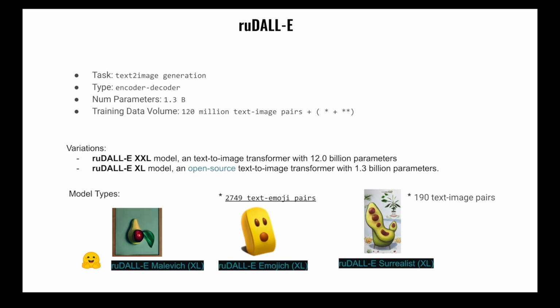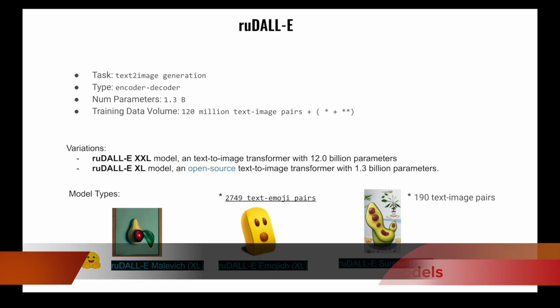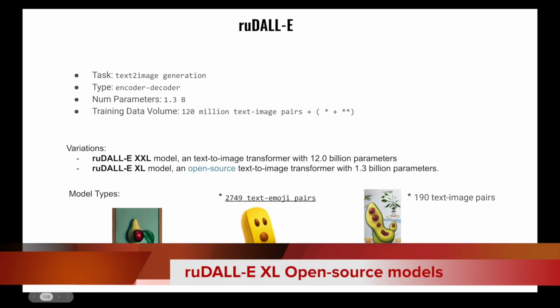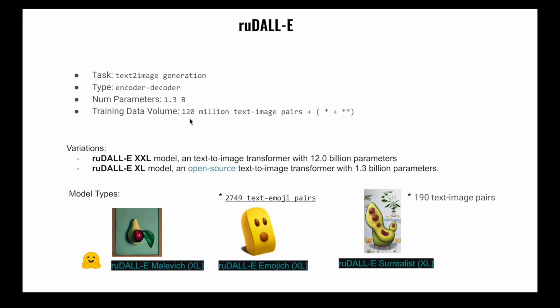The XL model has three different model types. The very first model is the Malevich, which is trained with 120 million text-image pairs. The second model from the XL family is the Emojich, which is also XL, and it is trained with 120 million text-image pairs plus 2749 text-emoji pairs. So this model can be used to generate emojis.